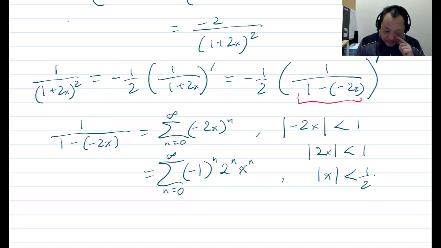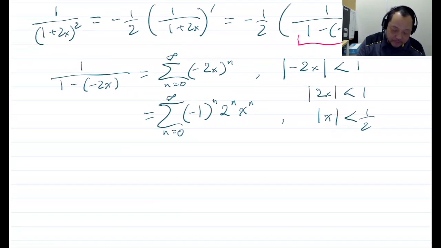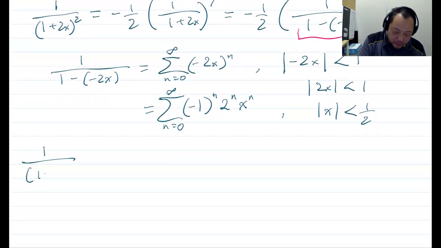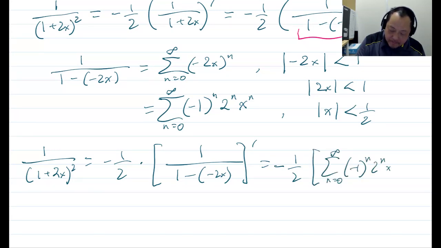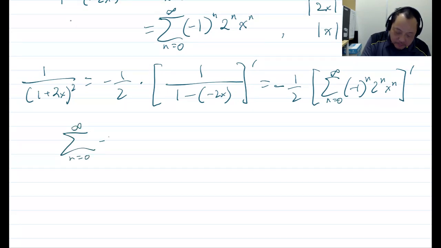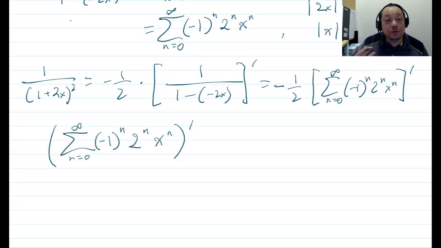I got this far. Now I want to take the derivative and multiply by -1/2. 1 over 1 plus 2x squared is equal to -1/2 times the derivative of this. Therefore, it is equal to -1/2 times the derivative of that sum. Let's just do the derivative separately, and then when we're done, we'll multiply by -1/2. The theorem that we saw earlier allows us to take the derivative term by term.